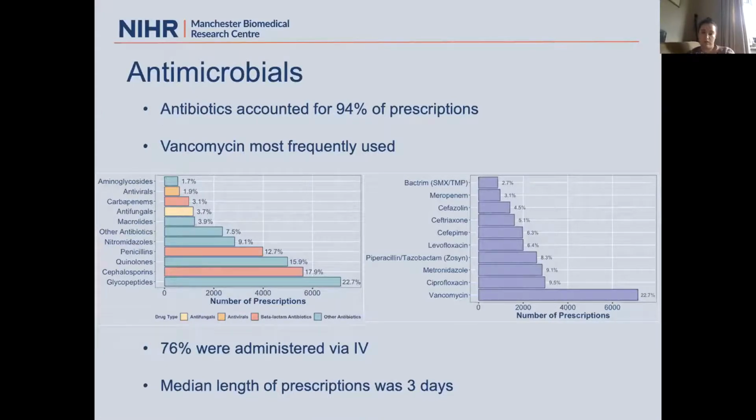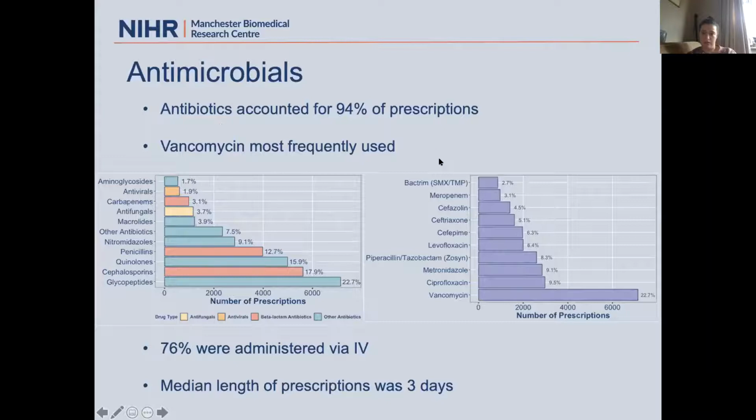So there were over 32,000 prescriptions for these patients in the ICU and for their hospital admission. And so antibiotics accounted for 94% of these prescriptions. The graph on the left is just showing the breakdown by type. So you can see that antivirals accounted for just under 2% of prescriptions, and antifungal medication was used for just under 4%.